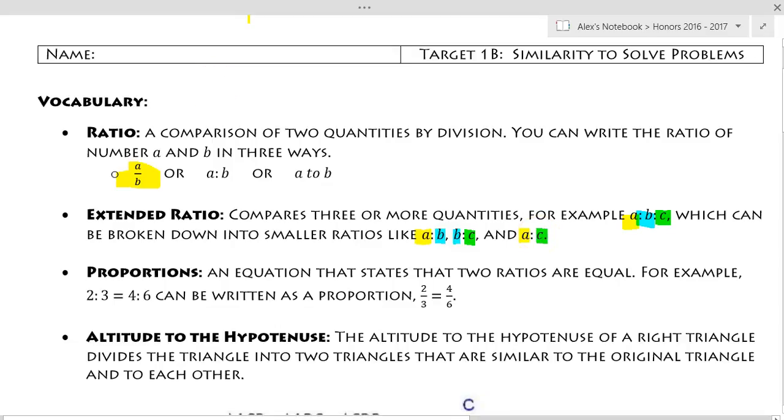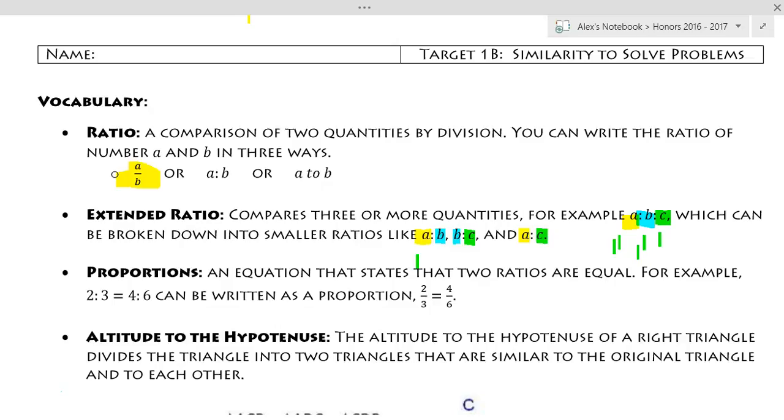So for example, an extended ratio would be like our class, right? Let's say we wanted to compare the number of female students to male students to teachers. So there's 13 female students, there's 12 male students, and there's one teacher. So you could say 13 to 12 to 1. That's your extended ratio. I can also break that down if I just wanted to know the amount of female students to male students. That's 13 to 12, right? Or there's 12 to 1 or 13 to 1. You can break that ratio down.